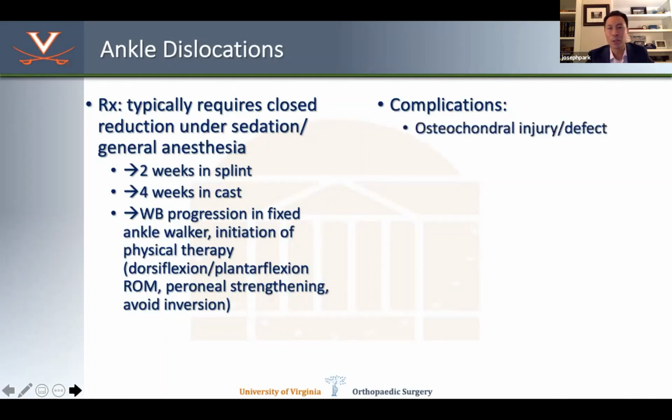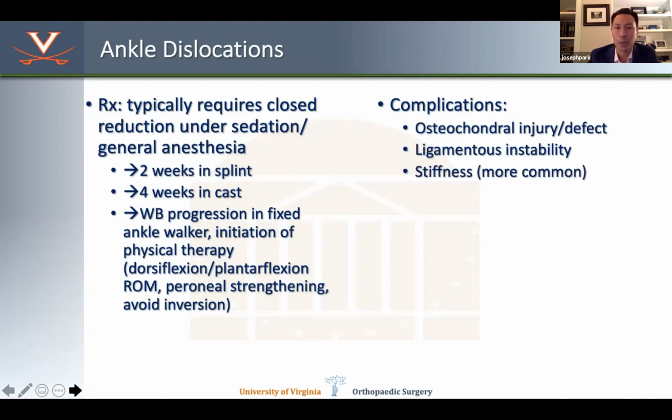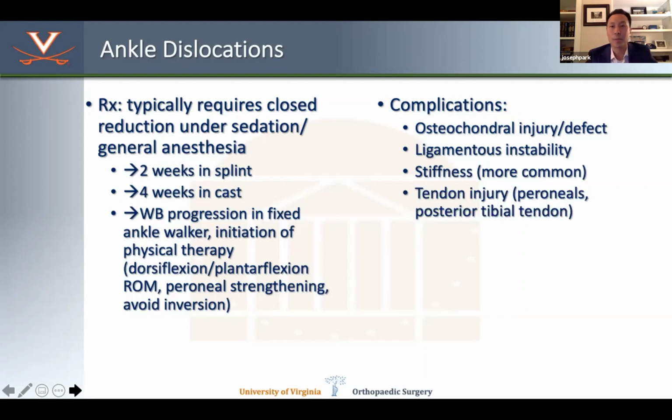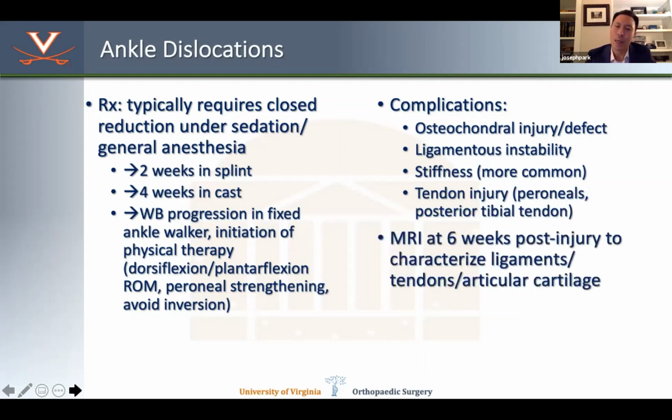In terms of complications, some of these injuries can come with an osteochondral injury or defect, ligamentous instability over time, although I would argue stiffness is far more common if you follow these patients out. Tendon injury that includes the peroneals, posterior tibial tendon, as well as sometimes even the Achilles tendon. And if you're still having issues and the patient's still very swollen at 6 weeks, I think getting an MRI at this point is very reasonable.